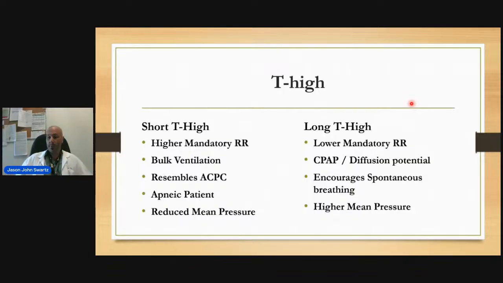The opposite is true. You started with maybe a T high that was too long, and now you have a little bit of a respiratory acidosis. Then you're going to have to shorten your T high. Shortening your T high creates more releases and helps mechanically ventilate the CO2. Longer T highs mean less mandatory releases, less mandatory rest rate. You're relying more on CPAP and the diffusion potential of the lung. This stretched out CPAP phase, using the time high to stretch it out, encourages spontaneous breathing.